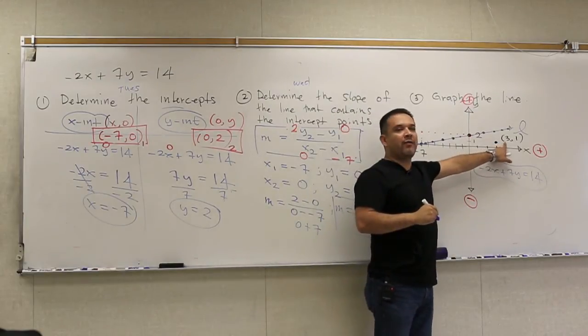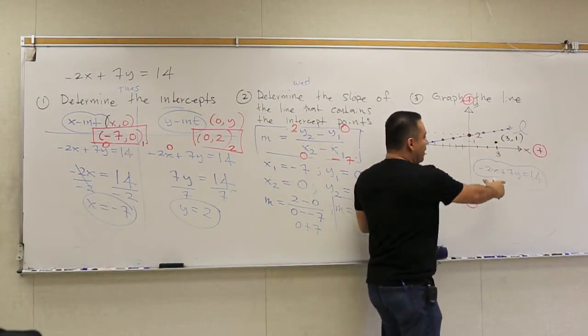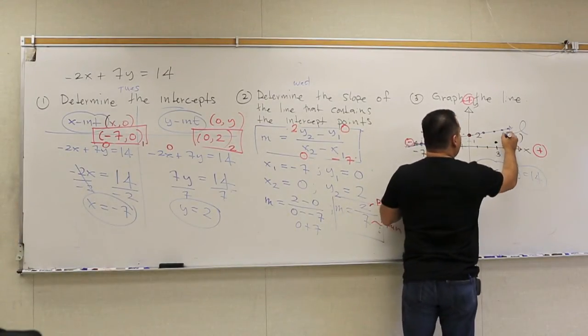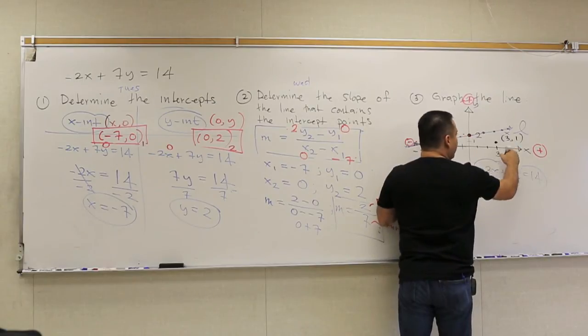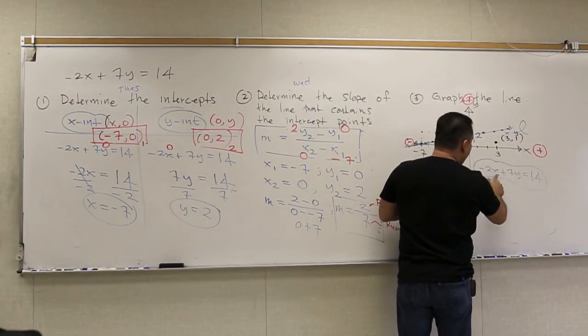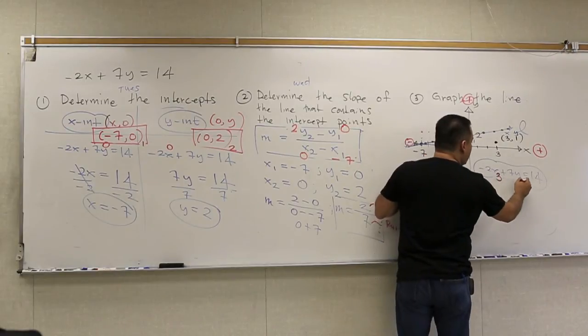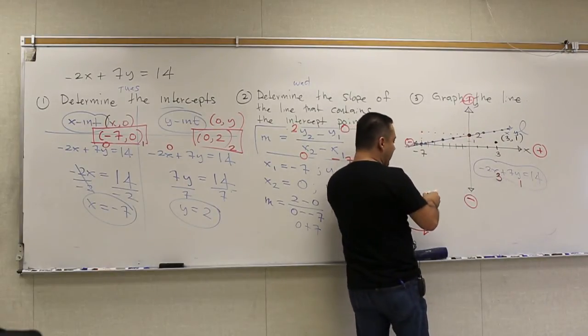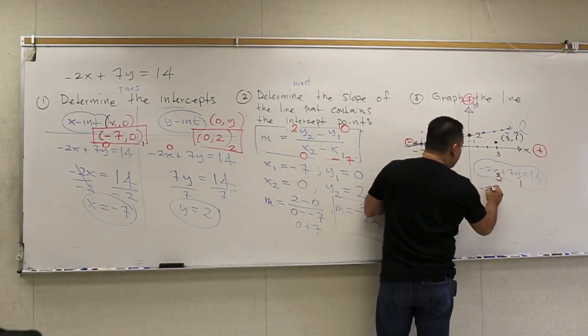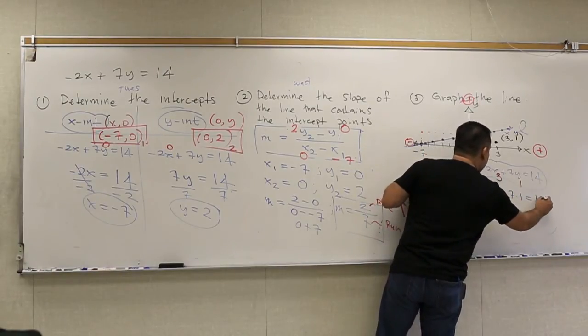So let's check. How do we check to see whether that's a solution or not? Well, you plug in the x and y coordinate values in your equation. So here, what's the value of x? 3. Plug in a 3 for x. What's the value of y? 1. So if I plug in 3 for x, I'll emphasize it in red. 3 is x. 1 is y. Let's double check. We get negative 2 times 3 plus 7 times 1 is 14.